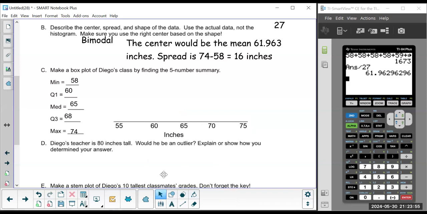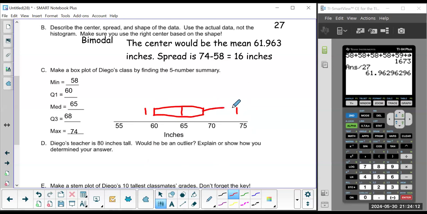And I'm going to add my 5 number summary lines. So 58 has a line, 60 has a line, 65 has a line, 68 has a line, and 74 has a line. The middle 3 make our box. And then the last, we draw to our whisker out here. We draw to our whisker out here. Now we should also determine if it's an outlier, but that's what we're going to do in part D. So I'm just going to wait till we get to that part.